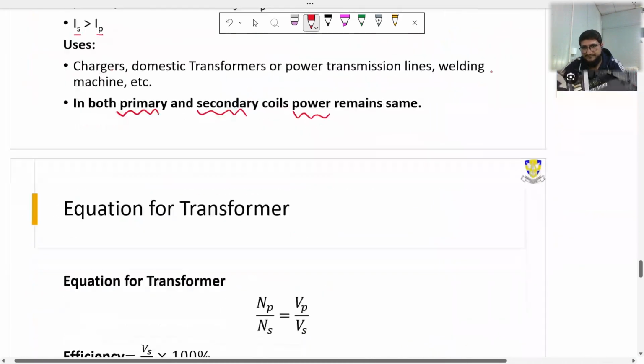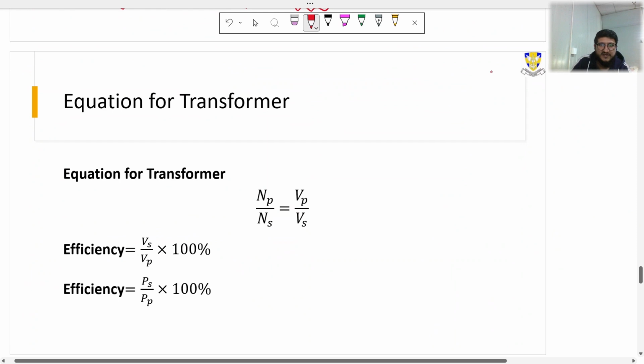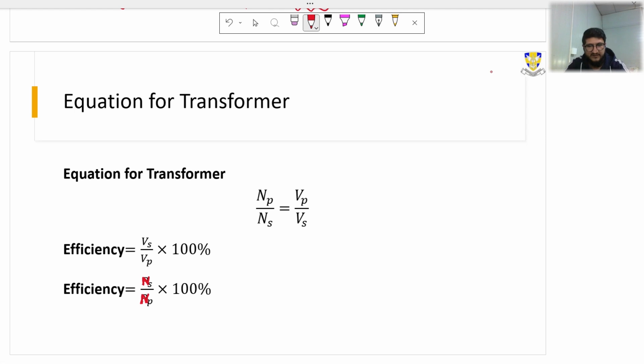Now, so let's talk about the equation of the transformer. So generally, the equation of the transformer is number of turns in the primary coil upon the number of turns in the secondary coil is going to be equal to the EMF across the primary coil upon EMF across the secondary coil. So the efficiency is equal to Vs upon Vp times 100%. Or in other words, you guys can go with this also, that instead of power, you have to write it down as N, that is number of turns across the primary and the secondary coil. आप number of turns की basis पे भी अपना efficiency define कर सकते हो.